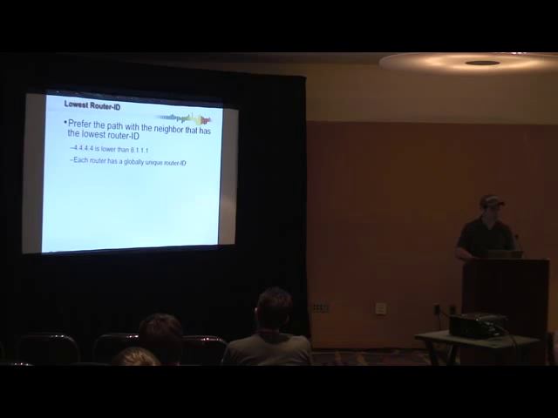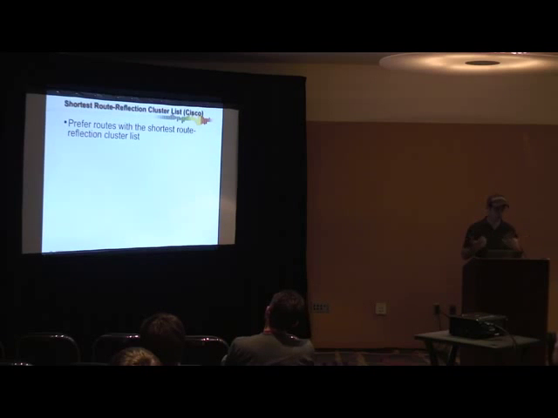Then you get to lowest router ID. So if you're eBGP peering with two neighbors, each of them has a globally unique router ID. Whichever one has a lower IP address, you pick that one. So 4.4.4.4 is a lower number than 8.1.1.1, so 4.4.4.4 would be better. And then Cisco does shortest route reflection cluster list, same as Juniper, they just do it in a different place.